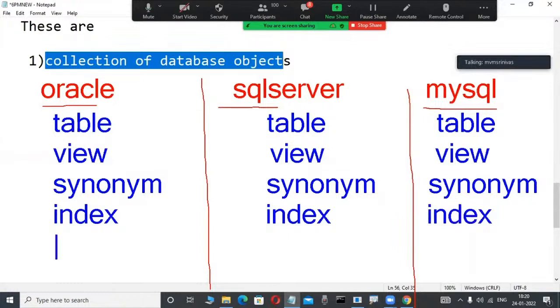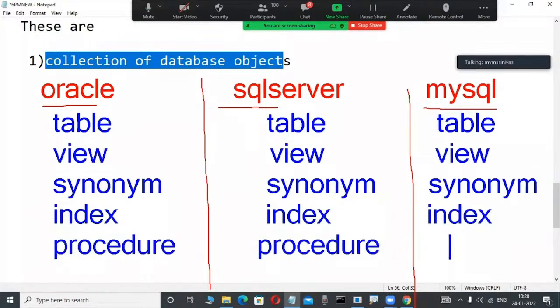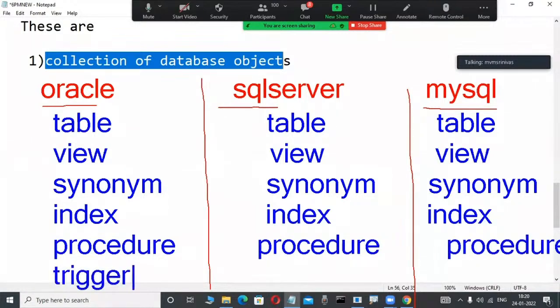Okay, some terminology; these are big concepts only. Now a procedure is there here, and procedure is available here also, and here also. A trigger is a database object, and here also a trigger is there. That's why relational data model products contain three components. The first component is a collection of objects. Objects means your tables, views, procedures, functions, triggers, packages, so many things.